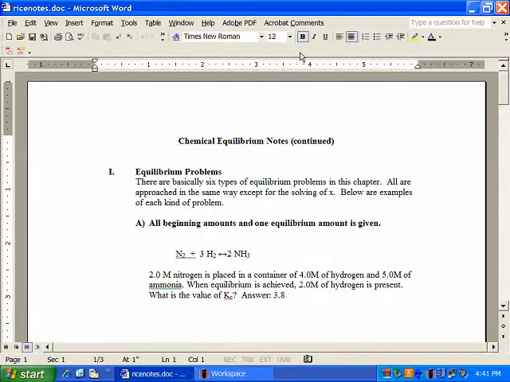Okay, we're going to continue chapter 15, and now we're actually going to get into the math portion where we start actually RICE-ing equations. RICE, and we did a little bit in pre-AP. The R stands for the reaction. The I stands for the initial amounts.